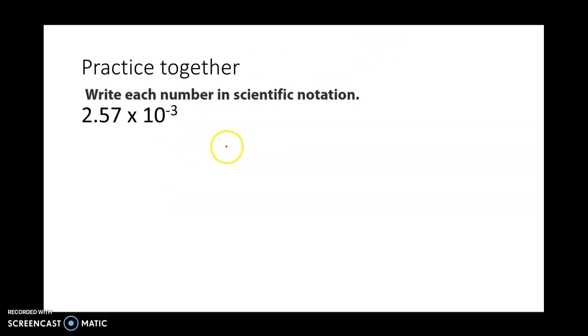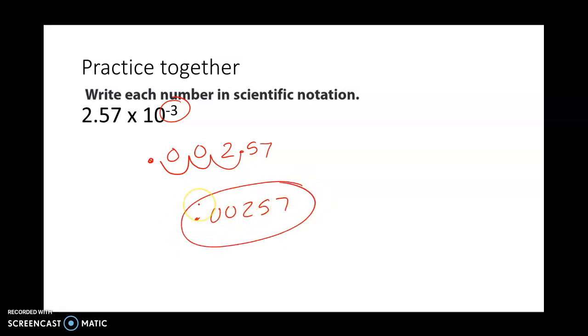Here's another one. So we got 2.57. How many times am I going to move? -3 times. 1, 2, 3. And new decimal, 0, 0. All right. So our final answer is 0.00257. Final answer.